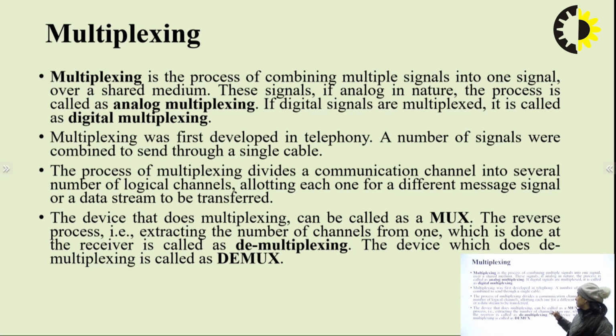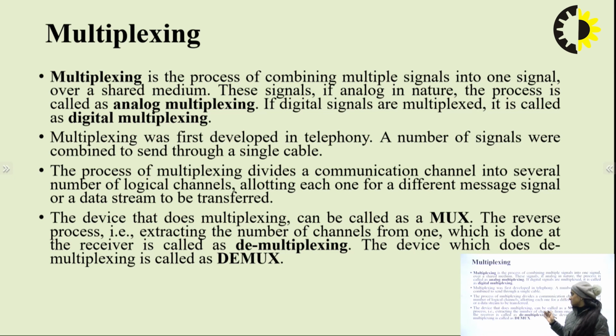Multiplexing was first developed for telephony. A number of signals were combined to send through a single cable. Now the process of multiplexing divides a communication channel into several logical channels, allotting each one to a different message signal or data stream to be transferred.